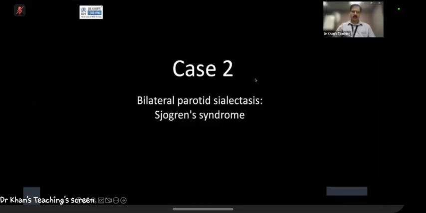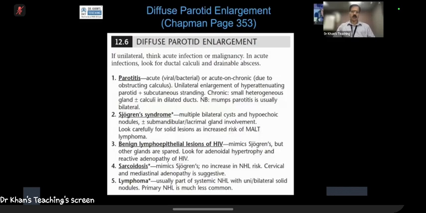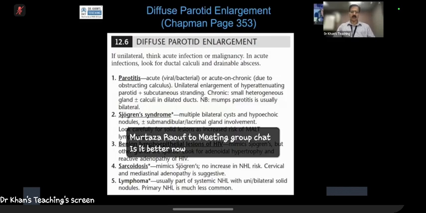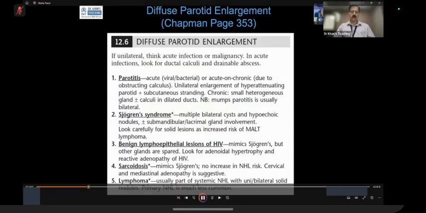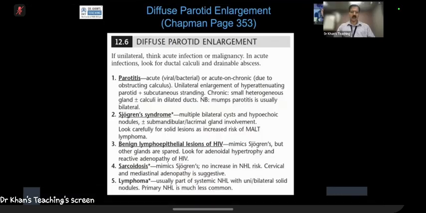Case 2 is bilateral parotid sialectasis, means duct dilatation, and this is a case of Sjogren's syndrome. So in your book, diffuse parotid enlargement. Diffuse parotid enlargement can be unilateral or bilateral. Please remember, our case is bilateral, and very few things will cause that.